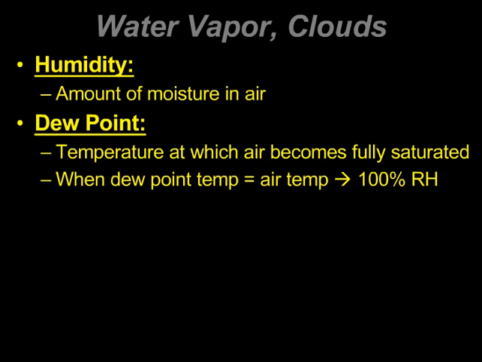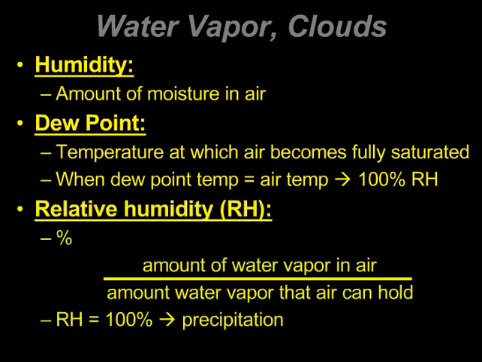That means it's probably raining outside. There's a good chance that we have precipitation. So that's the key point here with dew point: how close is it to air temperature? That is an indicator of humidity.